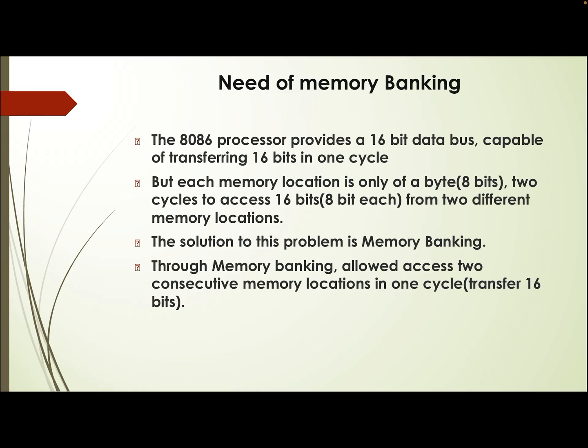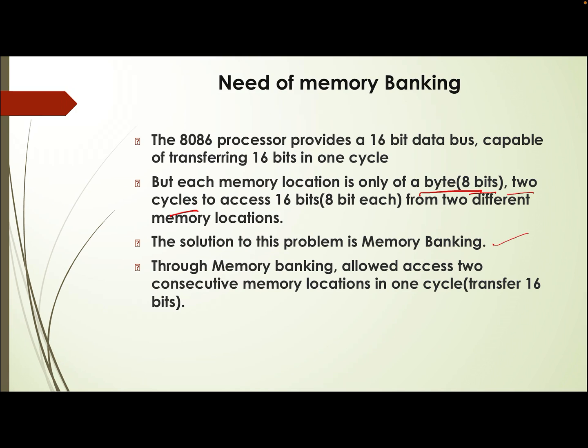Now why we need memory banking is the primary question. The 8086 processor provides a 16-bit data bus, as we know, and it is capable of transferring 16 bits in one bus cycle. But each memory location is only capable of storing 1 byte, meaning 8 bits of data. So if you want to read a word, that means 2 bytes, then 2 cycles are needed. In one cycle 8 bits will be read, and in the second cycle another 8 bits. So 16 bits will be read in 2 bus cycles.